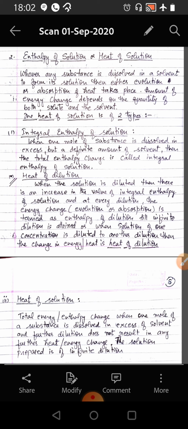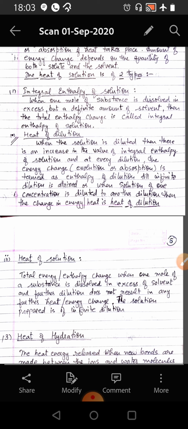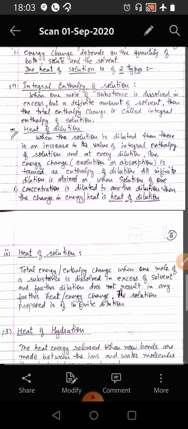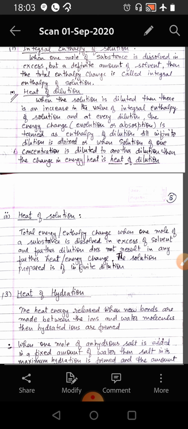First is integral enthalpy of solution. When 1 mole of substance is dissolved in excess but a definite amount of solvent, then the total enthalpy change is called integral enthalpy of solution. And this has another aspect, that is heat of dilution.